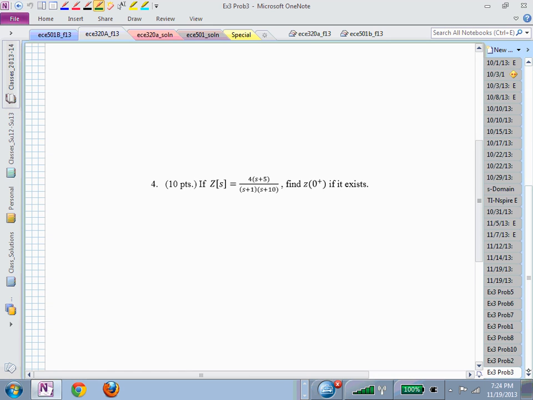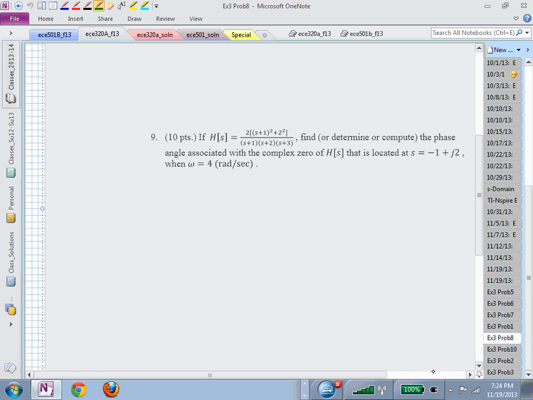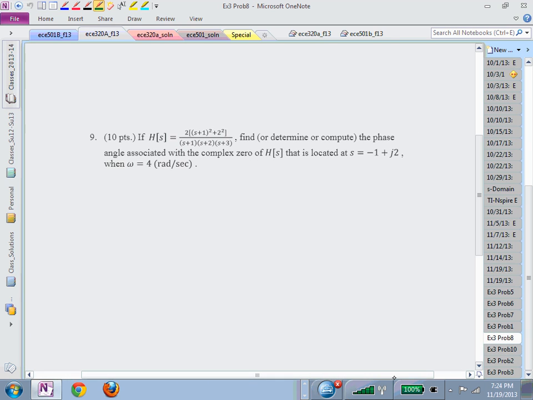These are initial condition and final value. Those aren't too interesting. You need to be able to do those. Here is one that we kind of talked about before, I think. I give you a transfer function. Then I say find the phase angle associated with the complex 0 of H of S that is located at -1 plus J2 when omega is 4. Is it clear what we're doing? You don't even have to draw your whole pole 0 diagram. You just need to worry about the 0 that's in the second quadrant.